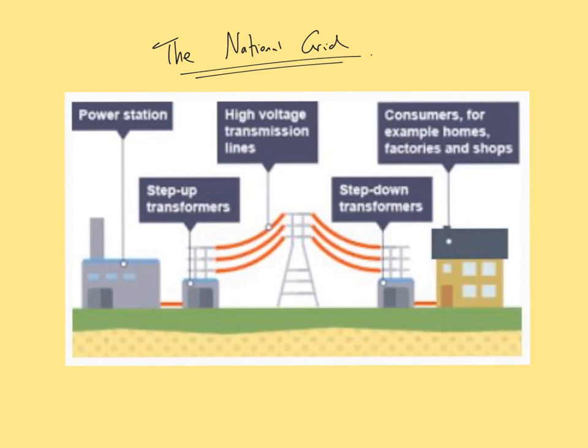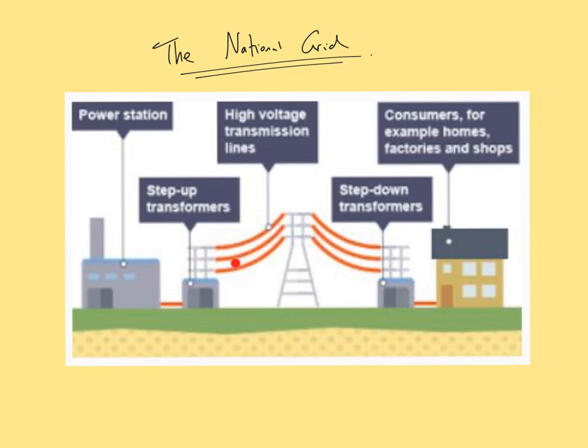Okay, so what you need to know about the national grid in the UK. This diagram gives a pretty good layout. You have various methods of power generation. In your previous work, you've done things like wind turbines, wave power, hydroelectric, fossil fuel power stations, nuclear power, etc. So, method of energy production.